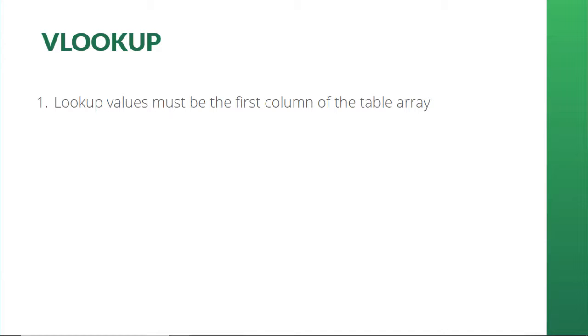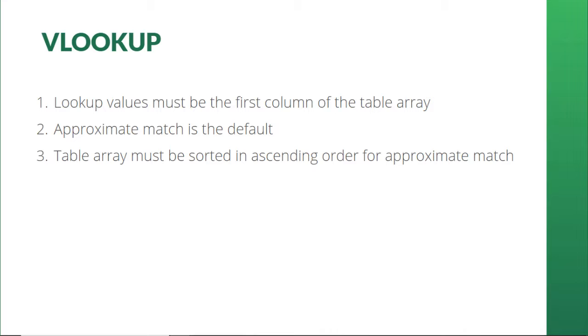So our takeaways, first, your lookup values must be the first column of your table array, your source data. Second, VLOOKUP defaults to an approximate match. If that's what you want, type true as your fourth argument or just leave it blank. Third, the source data for approximate matches must be sorted in ascending order, smallest value to largest value. And finally, for an exact match, type false as your fourth argument. Now go have fun with this cool and time-saving function.